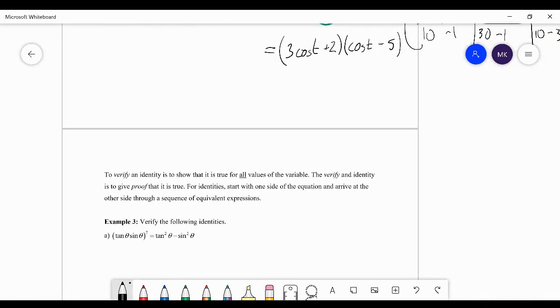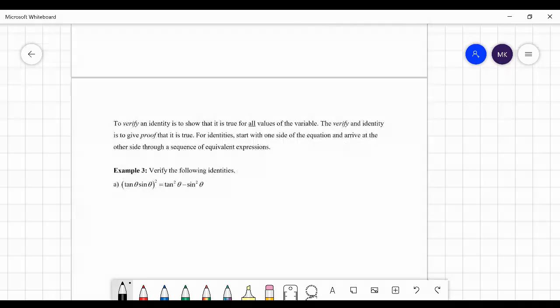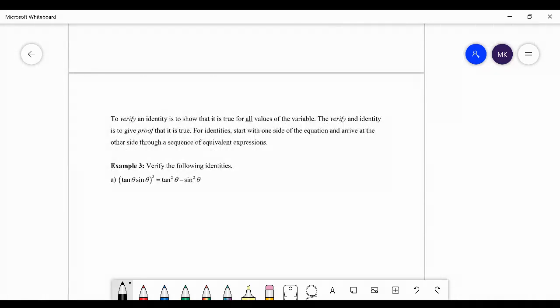So let's talk about what it means to verify an identity. Now I know this is a big wordy part and you're going to expect me to just read this to you, and I'm going to, but I also want to expand on these ideas and make sure you are really focusing on this. Don't get to example 3 just yet. So to verify an identity is to show that it is true for all values of the variable. To verify an identity is to give proof that it is true.